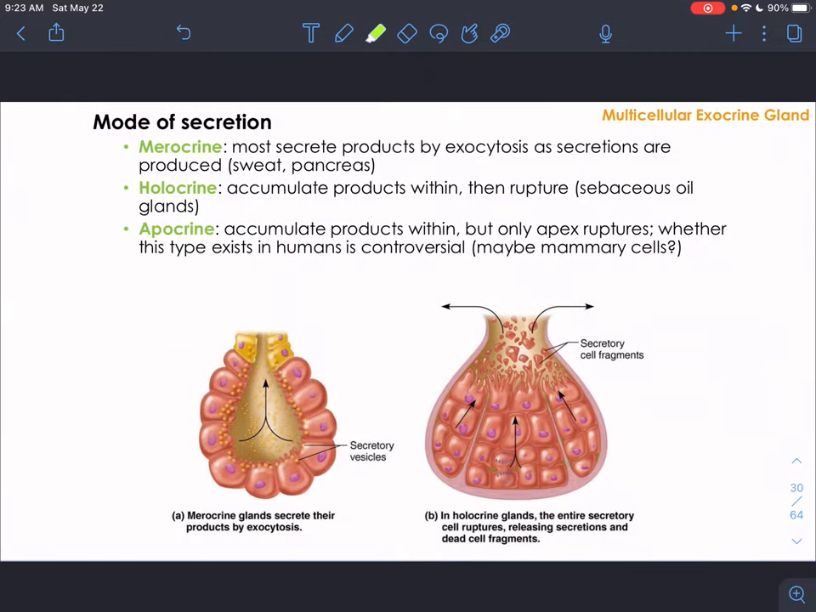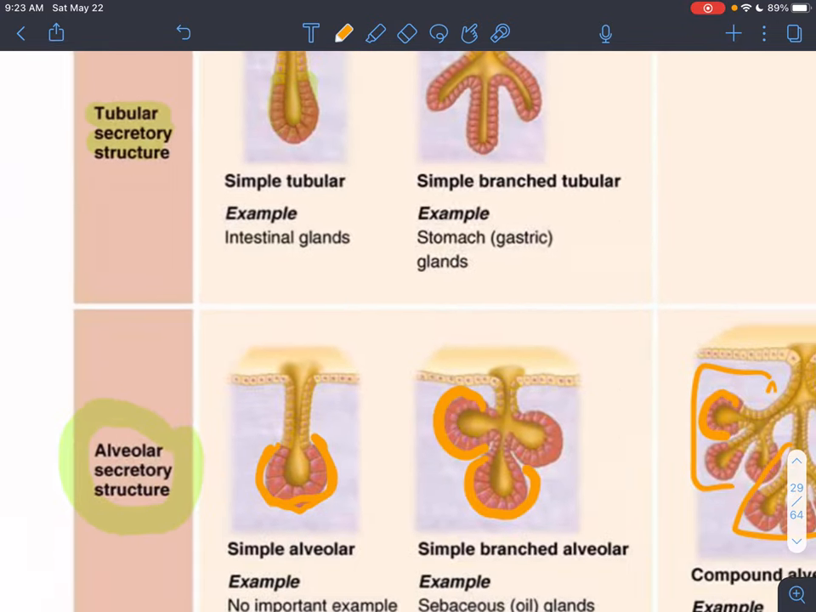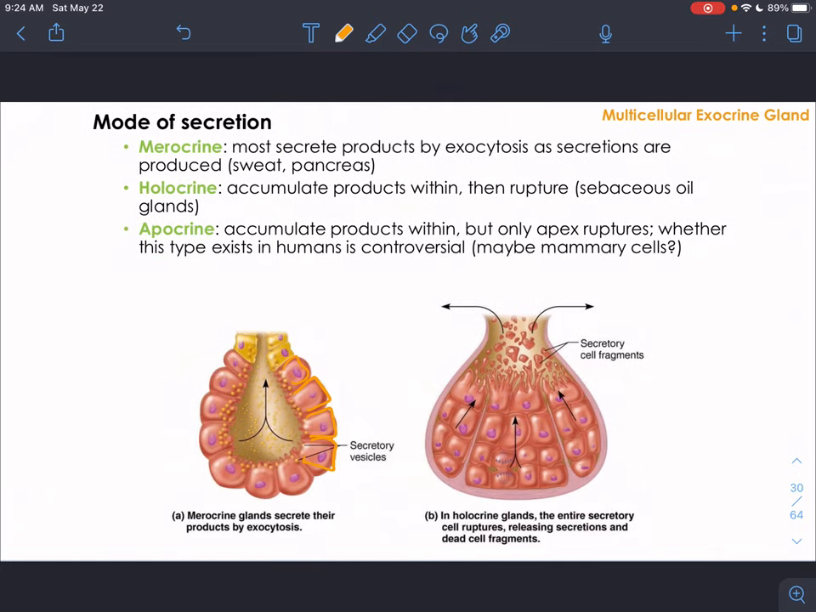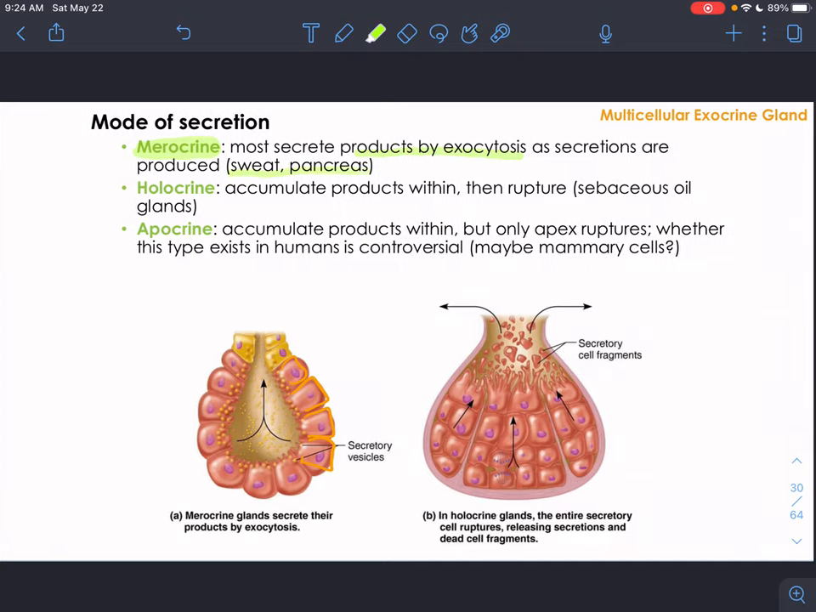And then the mode of secretion also is a way to classify. So three different types of these multicellular exocrine glands. Again, multicellular because you have multiple cells that are going to be producing the secretions. Okay, so back here too, I didn't really touch on that. But these cells are all going to be releasing the secretions, right? So unlike the goblet cell, you have a number of different cells making the secretions. So three different types. Merocrine glands produce or secrete products by exocytosis. So things like your sweat, pancreatic secretions are going to be merocrine.